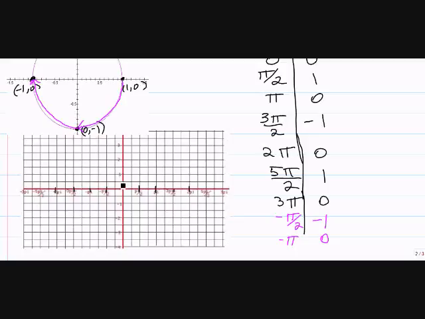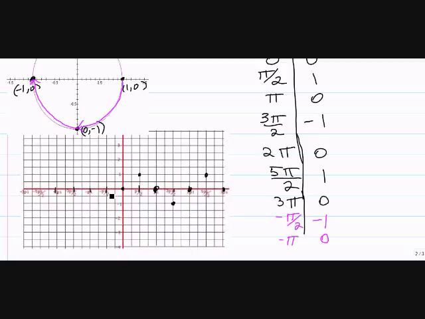Okay, so I still have 0, 0. And now I go over a half a pi and up 1. Over to pi, and I'm at 0. 3 pi over 2, I'm at -1. 2 pi, I'm back to 0. 5 pi over 2, I'm back at 1. 3 pi, I'm back at 0.